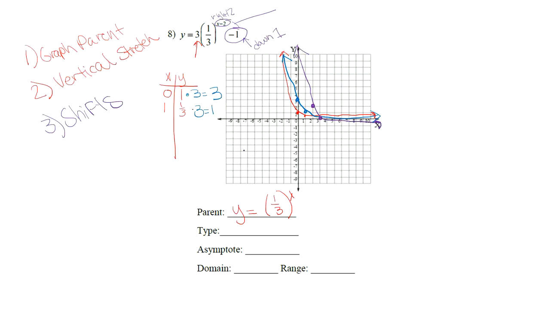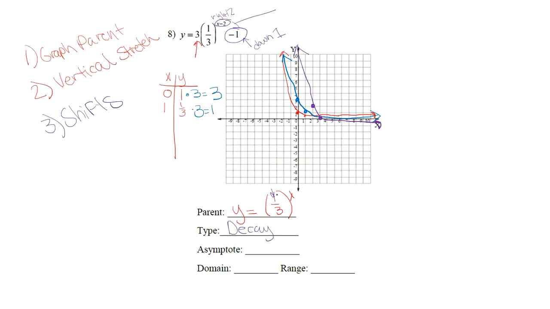Now, what kind of graph is this? Is this a growth or is it decay? That's what type means. So this is a decay graph. There are 2 ways to know that. A, my graph looks like a slide, thus it's decay. Also, in my parent graph, the base right here is less than 1. Thus, I have a decay graph.